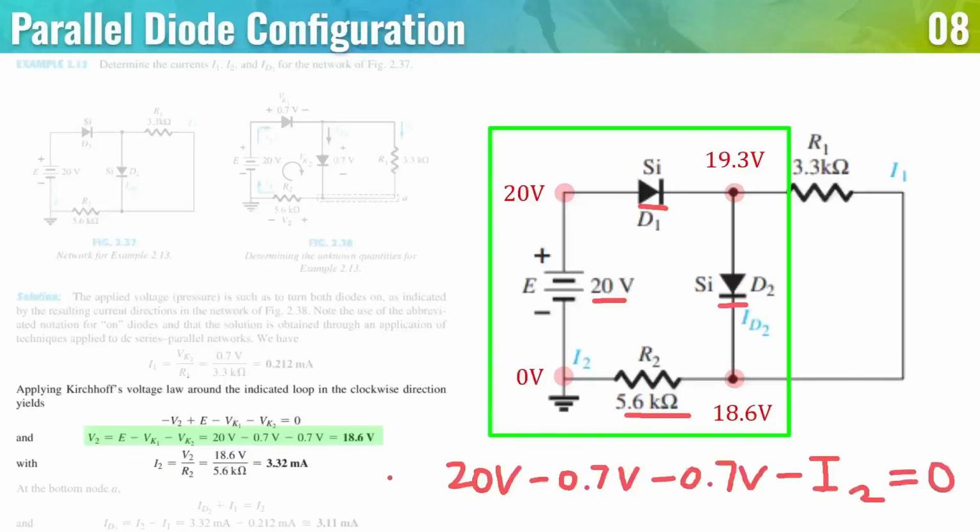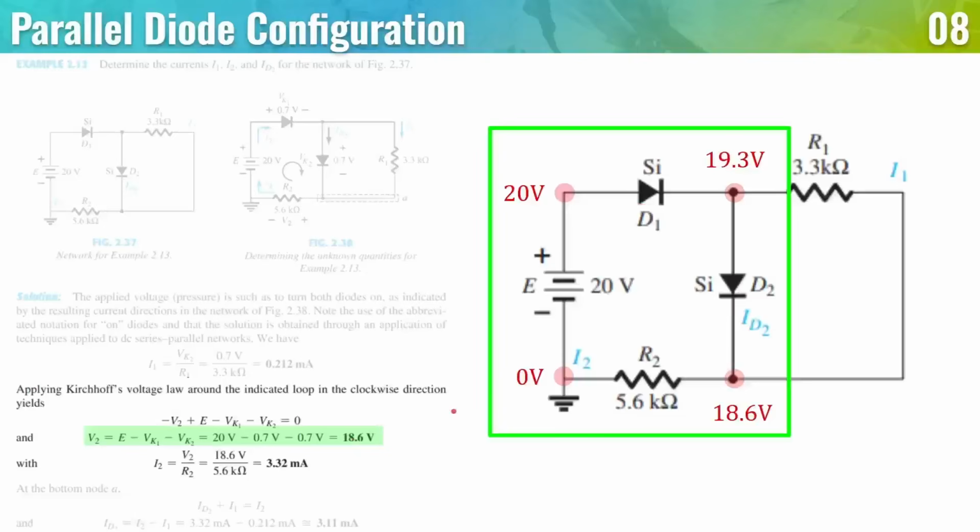So rearranging everything, we can move this to the other side. We have I2 is equal to 20 minus 0.7 minus 0.7. And that's why the voltage across this resistor is 18.6 volts. So that's what I was showing here. 18.6 volts minus 0, that's the voltage. And then divided by 5.6 kilo ohms, that is going to lead to the current across R2, which is 3.32 milliamperes.